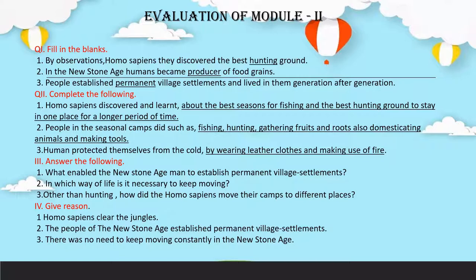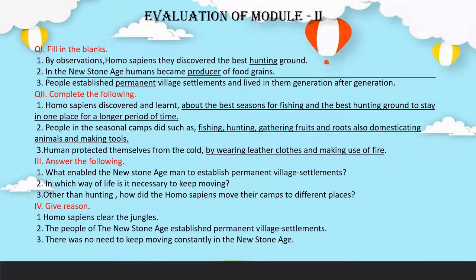Answer: in the hunting and gathering way of life, it is necessary to keep moving all the time. Agriculture made it possible to store food and use it over a longer period. The nature of agriculture work was such that they had to stay in one place. Therefore, people established permanent village settlements and lived in them generation after generation. There was no need to keep moving constantly in the new stone age.